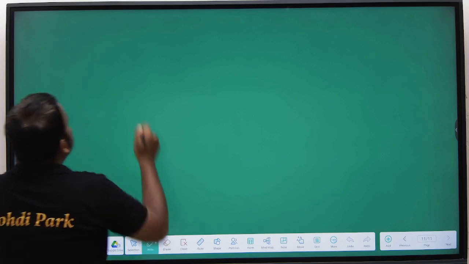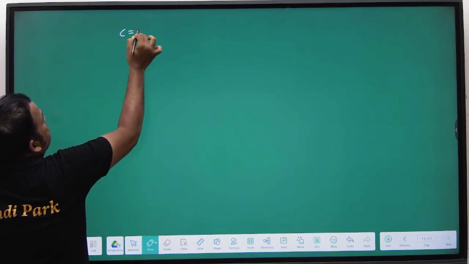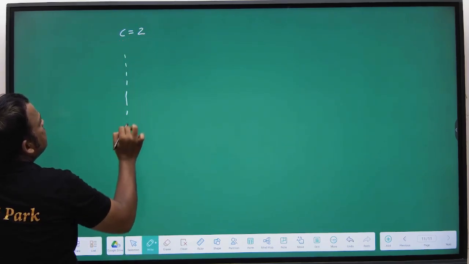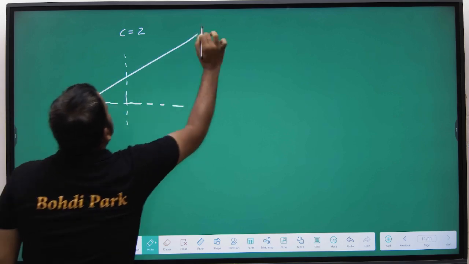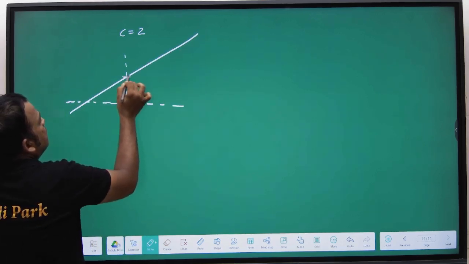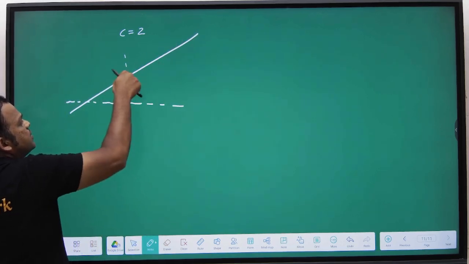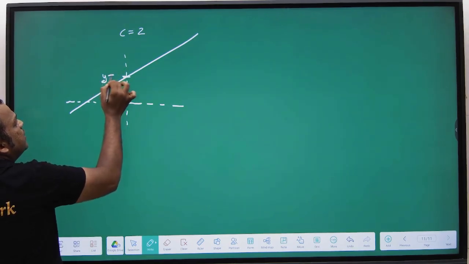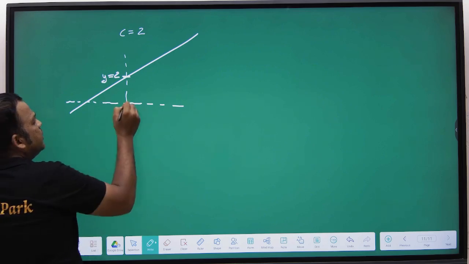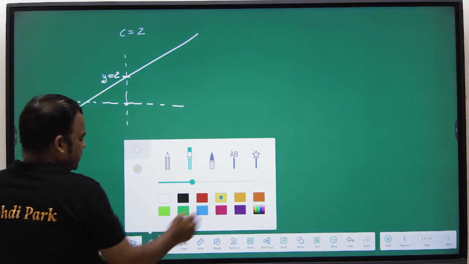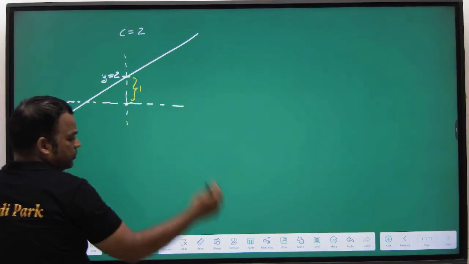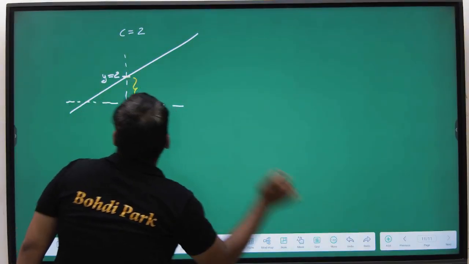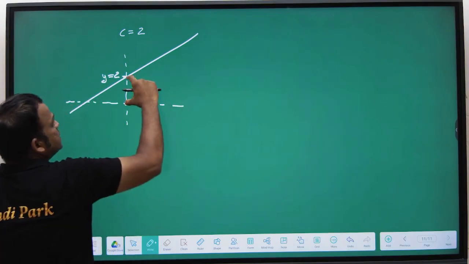This is the equation of a straight line. Let's consider c is equal to 2. So the straight line will look like this. At what point is the straight line meeting the y-axis? At that point y is equal to 2, and we can also say the distance of that point is 2. This distance is 2.